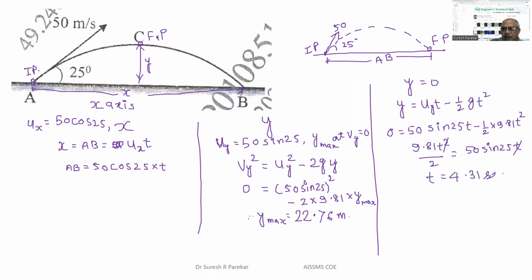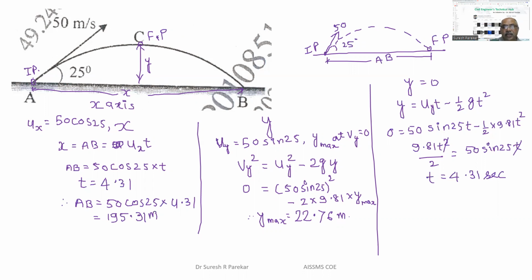And now once we know time of flight from initial to final is 4.31, then we have to put here t is equal to 4.31, and therefore AB is equal to 50 cos 25 into 4.31. And we will have AB, that is 50 cos 25 into 4.31 equal to 195.31 meters.